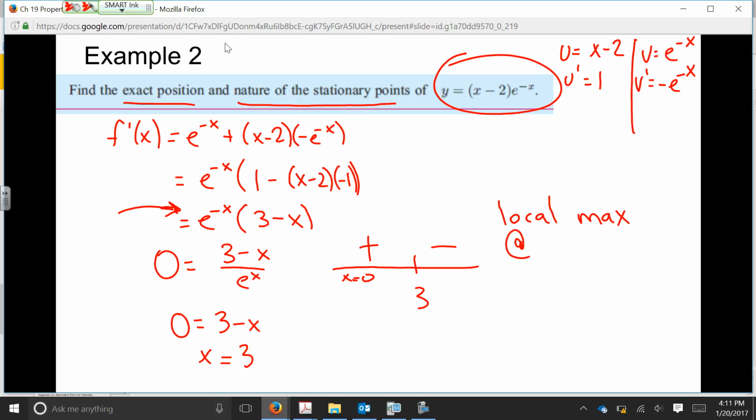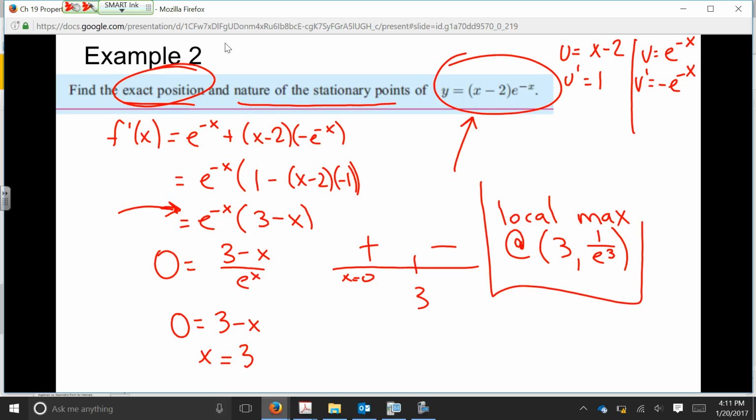Now, because it asks for the exact position, I'll need the y value as well. So the local max is at 3, comma. And then if I were to plug in x equals 3 into the original function, I would end up getting the y value of 1 over e to the third. So that is that for that particular problem.